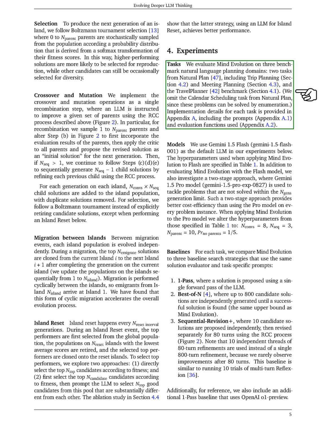Finally, we evaluate our approach on 3 benchmark natural language planning tasks, including trip planning and meeting planning, while omitting tasks that can be easily solved by enumeration. Implementation details for each task, including prompts and evaluation functions, are provided in the relevant sections.